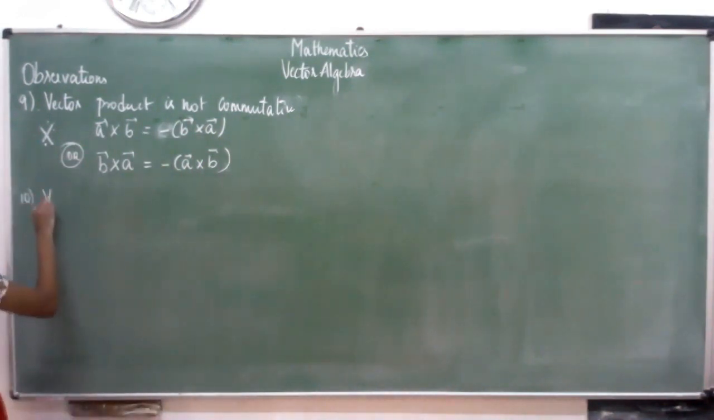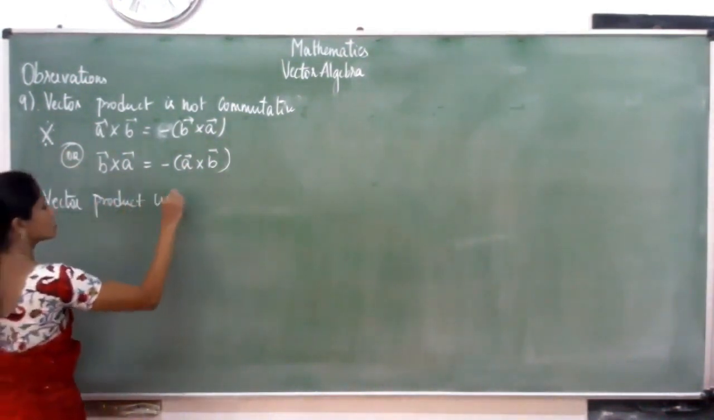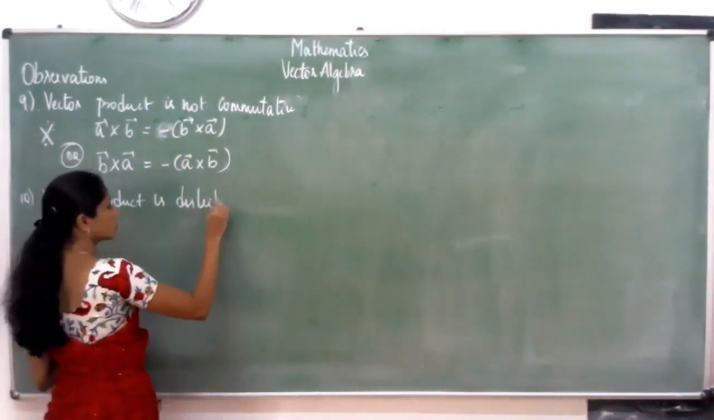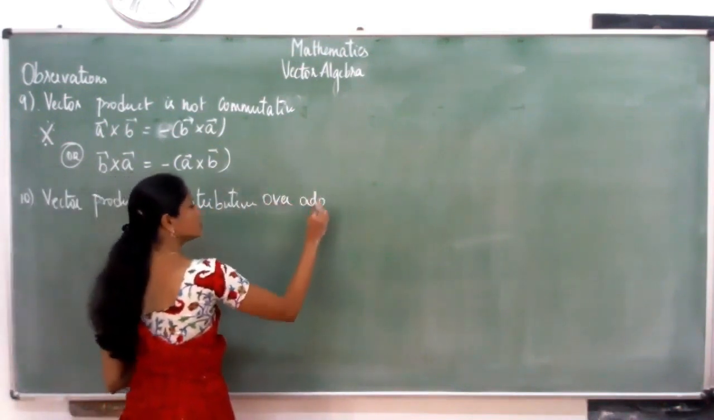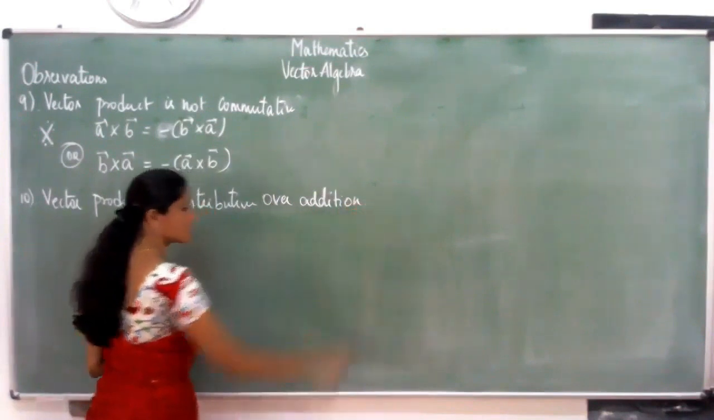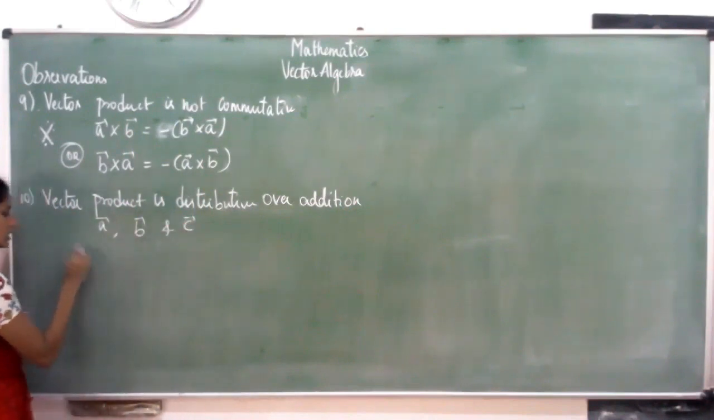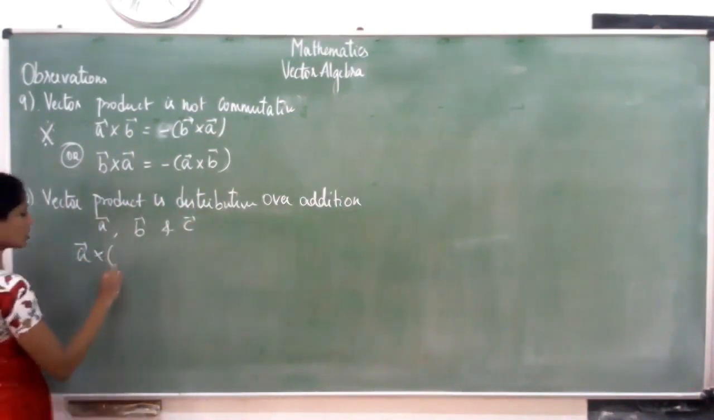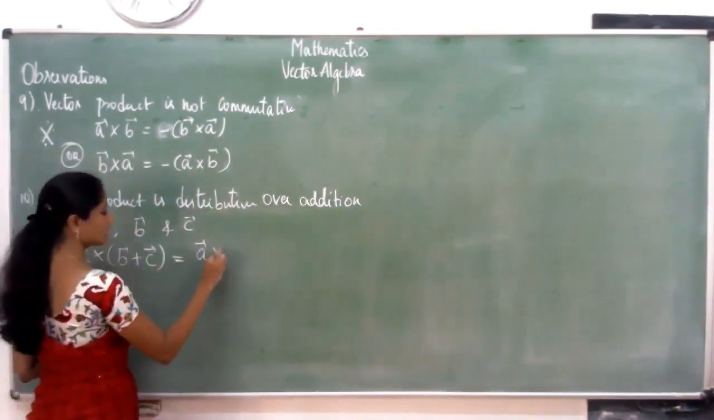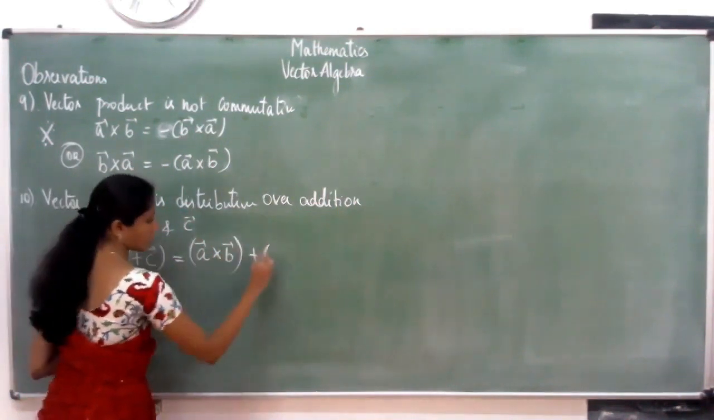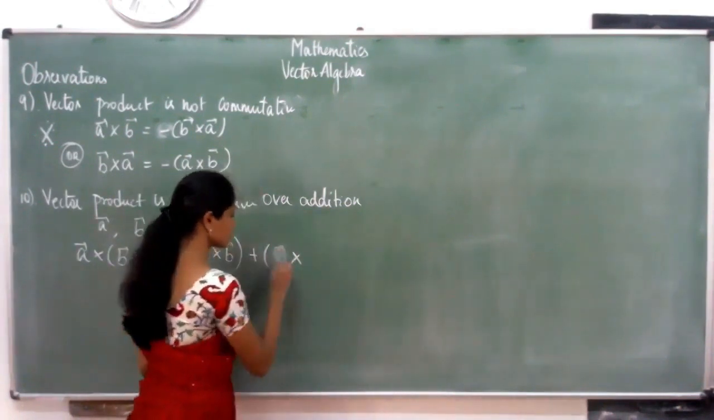Next, vector product is distributive over addition. If you have three vectors, vector A, vector B and vector C, then vector A cross B plus vector C is equal to vector A cross vector B plus vector A cross vector C.